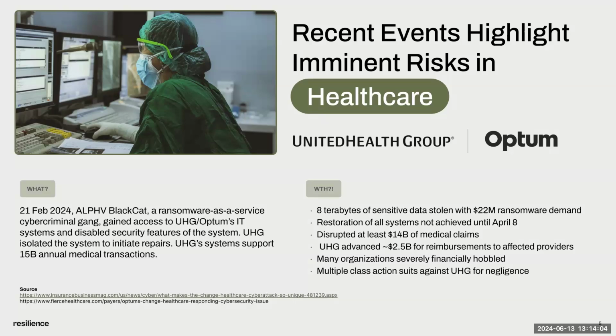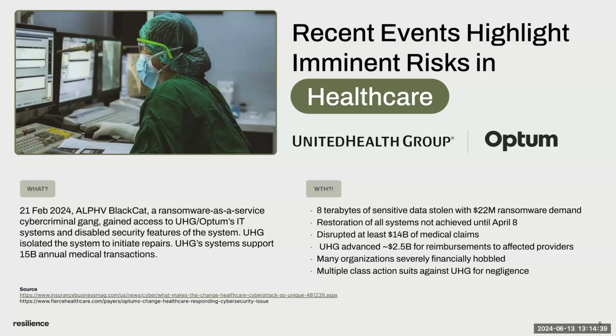It took until April the 8th until all the systems were fully brought back online again. Now, most of the systems were actually brought online probably within 2 or 3 weeks, but the full system recovery didn't occur until April the 8th. In this period of time, this disrupted about $14 billion of medical claims, and it forced UHG to advance $2.5 billion of their own money to function as reimbursements that would have otherwise been transacted from other sources.